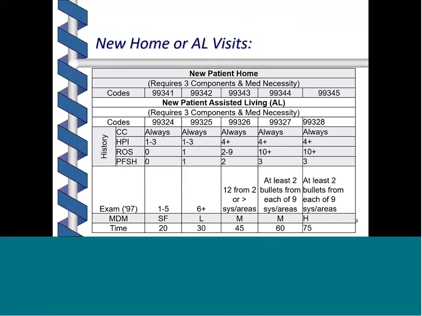So we did set up coding cards, and I think everyone has gotten them, where we set up for you just hints for you for what the levels of services are. These are your new patient homes and new patient assisted living.